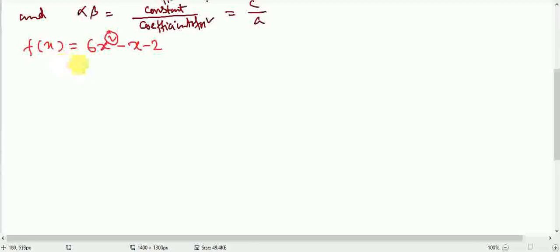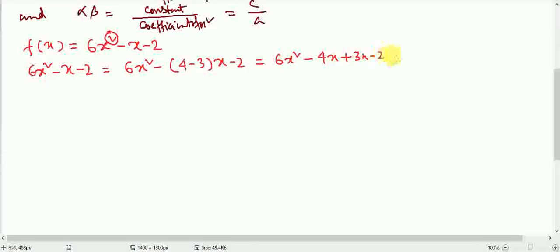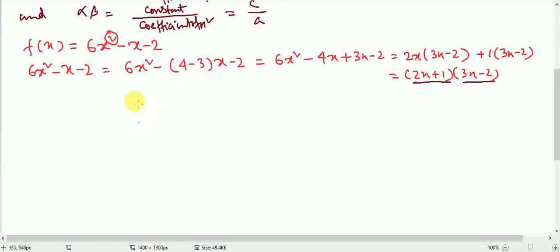Okay, let's factorize this polynomial. This is equal to 6x square minus 4x plus 3x minus 2, 2x into 3x minus 2 plus 1 into 3x minus 2, equal to 2x plus 1 and 3x minus 2. So here two factors are 2x plus 1 and 3x minus 2.